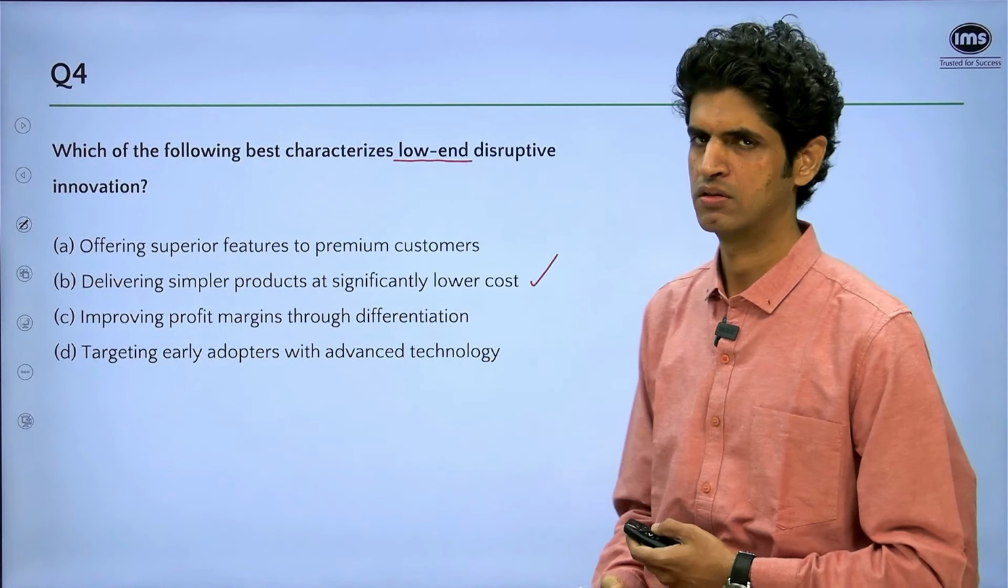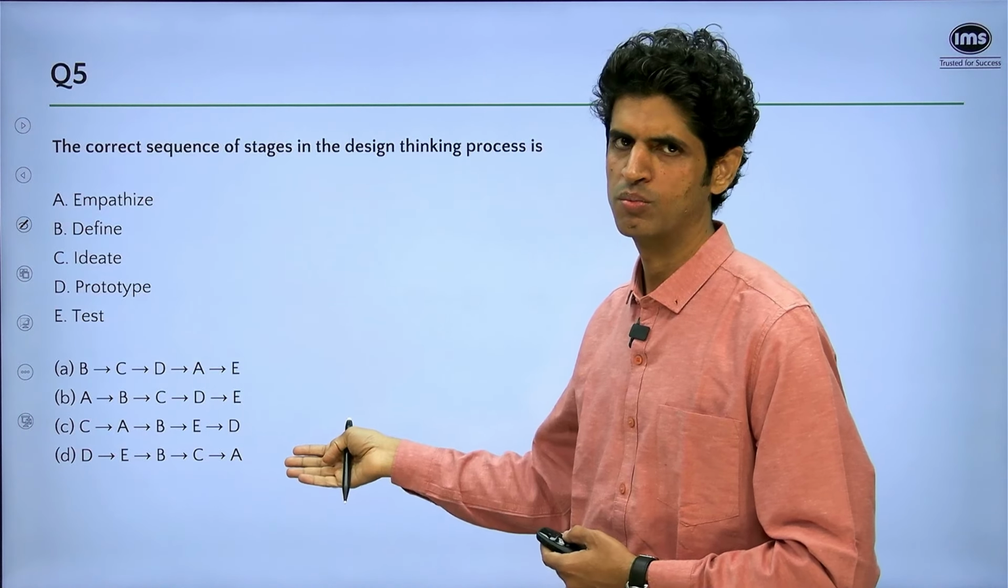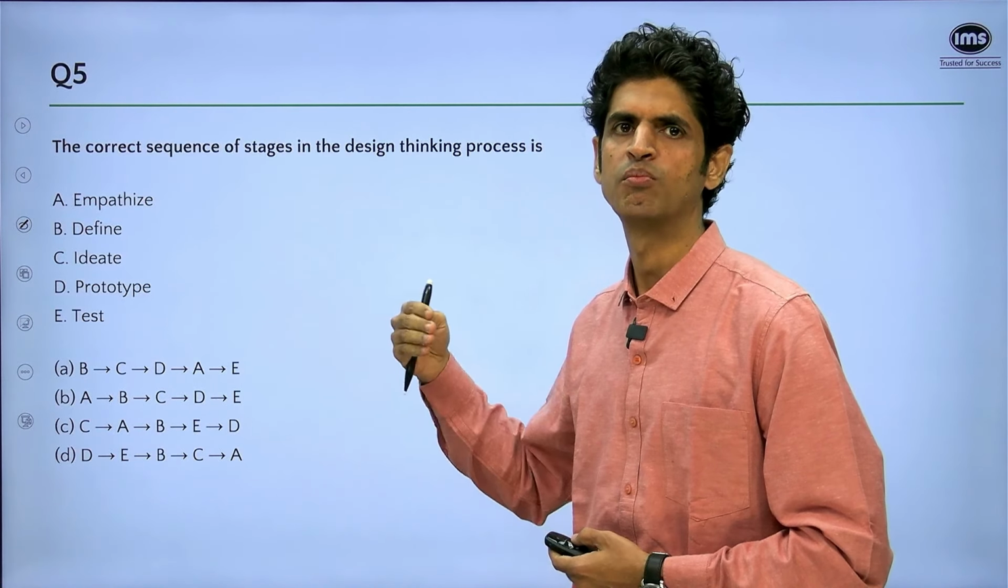The next question. The correct sequence of stages in the design thinking process is, again, two strategies. One, you can define the order, then go to the choices. Or you can just look at any two, define which one should come first, go to the options and pick one or eliminate some. Empathize is to try and understand what it feels like to be a customer and hence what you would want, which is going to be the step before you define what the product is going to be, which is obviously true. So empathize has to appear before define.